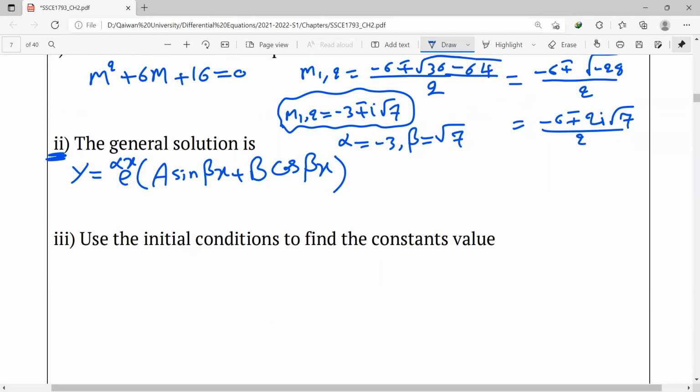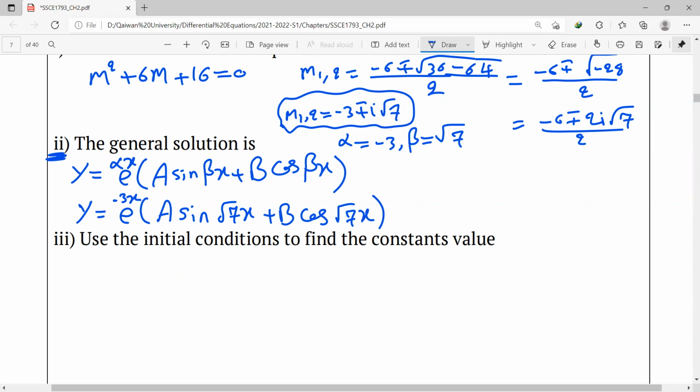And then the solution is y equals e to the power alpha x. What's alpha? Alpha is the real part, and it's minus 3. So e to the power minus 3x times a sine beta x. What's beta? It is square root of 7 x, plus b cosine square root of 7 x. Here we have beta x. This is the general solution for the homogeneous differential equation. If the right hand side is 0, this solution is the general solution.